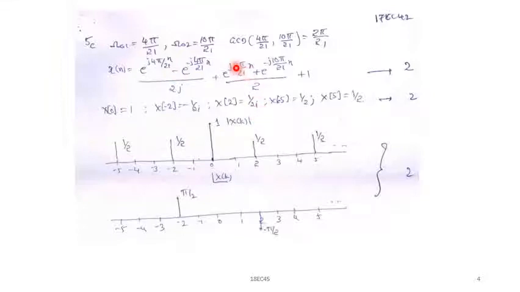So this is 5 into 2 pi by 21. So x of 5 is 1 by 2. X of minus 5 is again 1 by 2. And take the magnitude of this, you'll get the answer as 1 by 2 only. At x of 0 you will get 1. The other values are at minus 5, minus 2, plus 2, plus 5. So here it is plotted with respect to k.